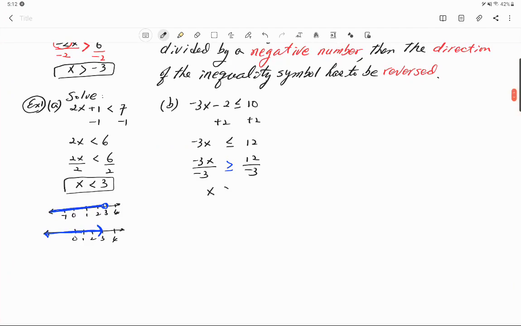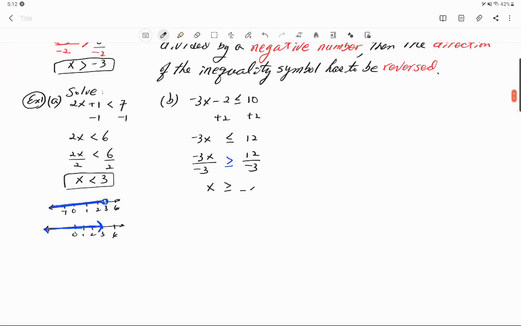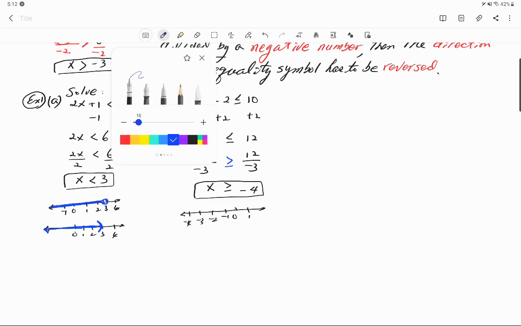Cancel out negative 3, so x is greater than or equal to negative 4. So this is the solution. So when you graph this, let me just use the graphing method in the textbook. So here's 0, 1, negative 1, negative 2, negative 3, negative 4, and so on. So x is greater than negative 4.